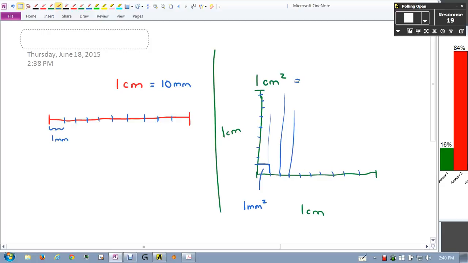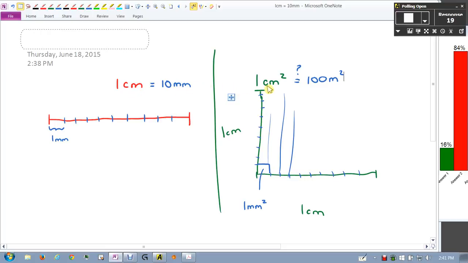So how are we going to go from 1 square centimeter equaling 100 square millimeters, when we know for sure 1 centimeter is 10 millimeters? How are we going to know that when you square it, it becomes 100? I mean, how do we do this? You see what I'm saying?